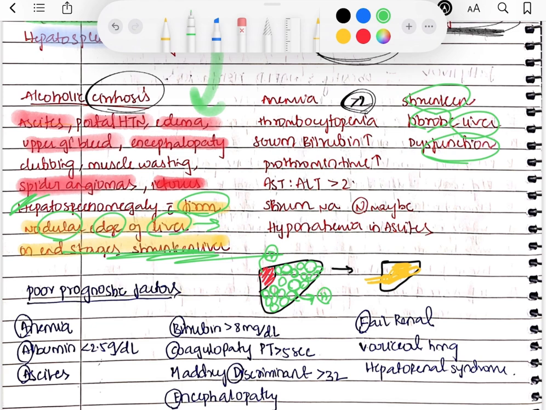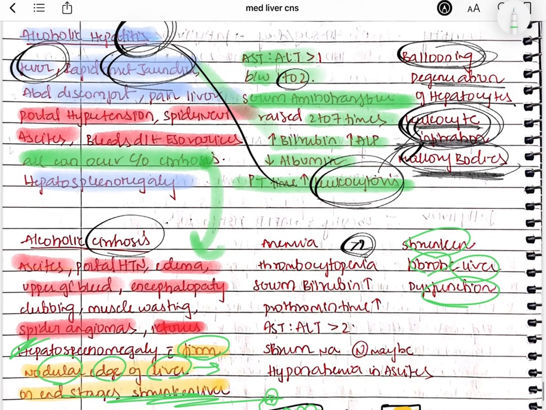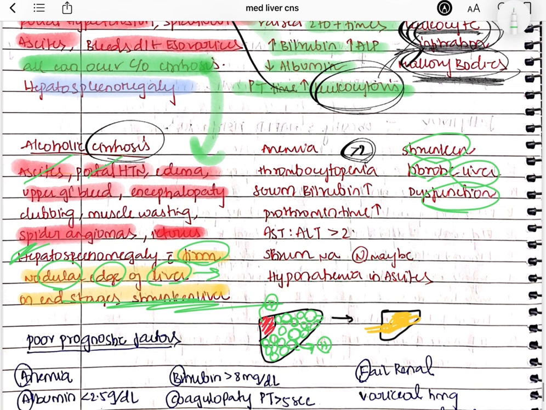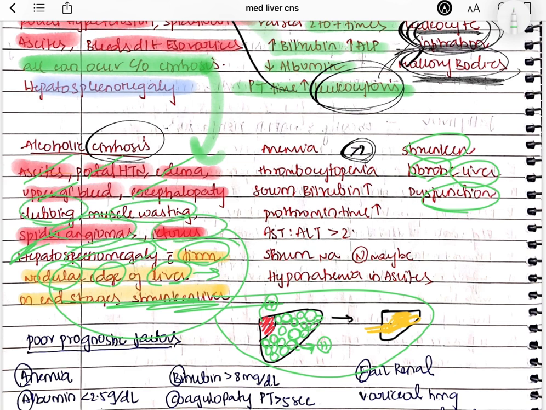So what are the things you can see in cirrhosis? Just mention the things I mentioned for hepatitis: ascites, portal hypertension, edema, variceal bleeding, encephalopathy, and spider angiomas can be seen along with cirrhosis. So just write about this cirrhosis part, right? Again you can see muscle wasting, clubbing, hepatosplenomegaly, icterus and spider angiomas.